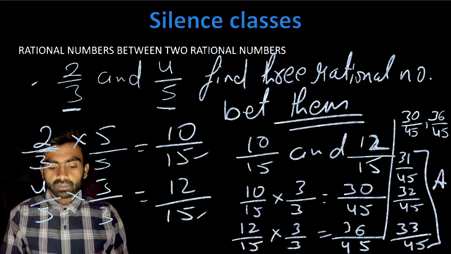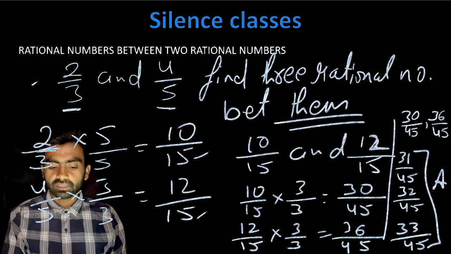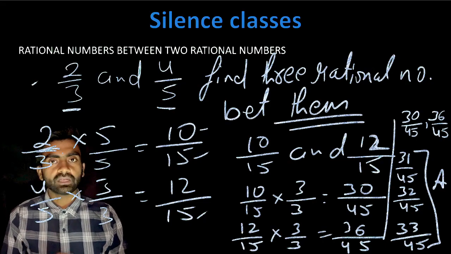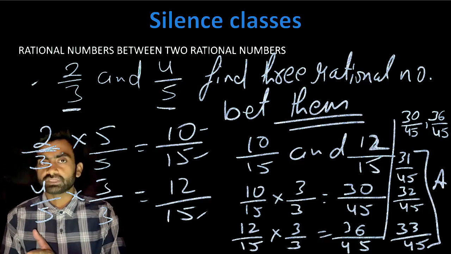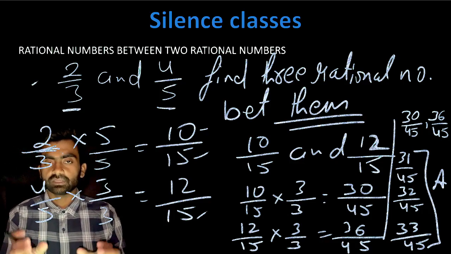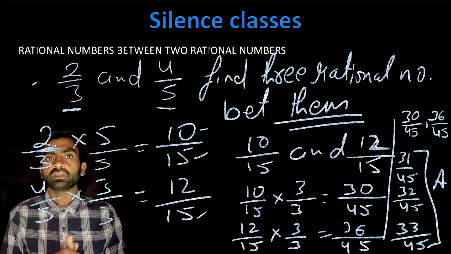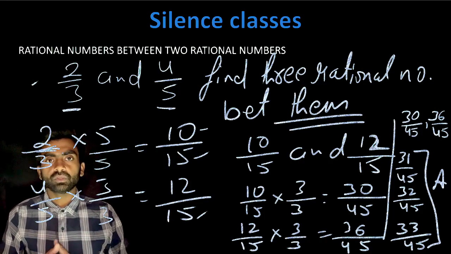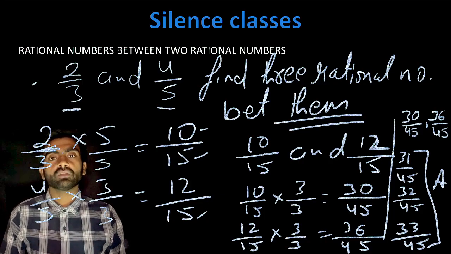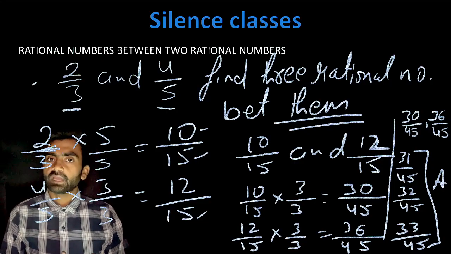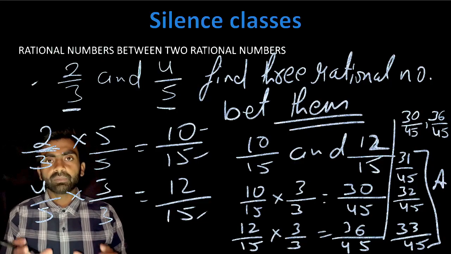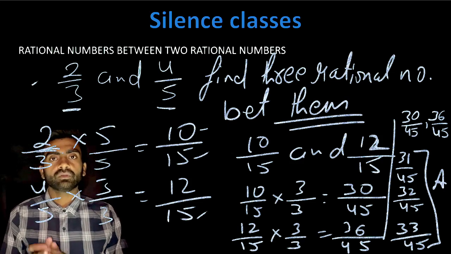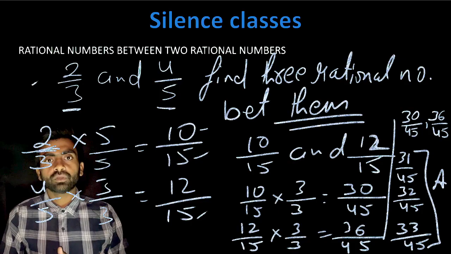After that, you can check whether between 10 and 12 we can find three rational numbers. Like this you will get some rational numbers. You can check whether 4 or 5 or whichever number of rational numbers is asked, you can take out. If the gap is big, you can find 3 or 4 or however many rational numbers have been asked.